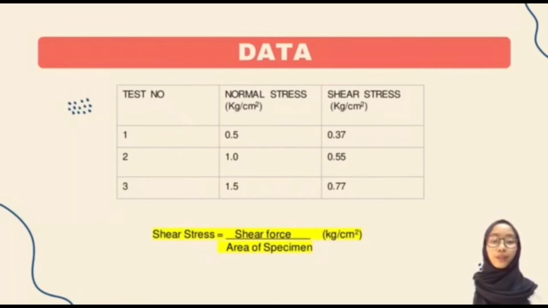Data. For test 1, the normal stress is 0.5 and shear stress is 0.37. For test 2, the normal stress is 1 and shear stress is 0.55. And lastly, test 3, the normal stress is 1.5 and shear stress is 0.77. To calculate shear stress, the formula is shear force divided by area of specimen. From this data, we will plot a graph.